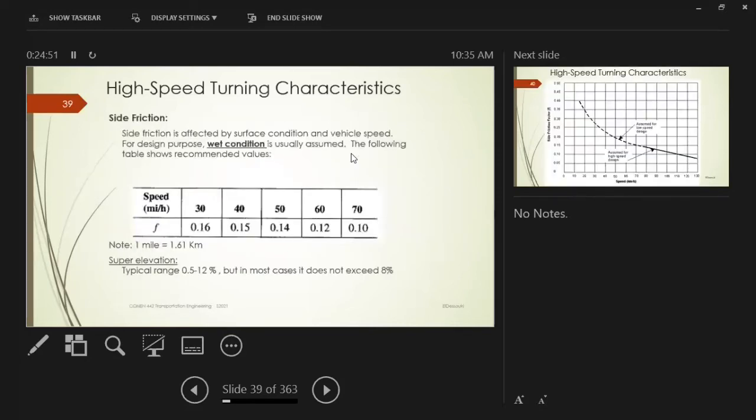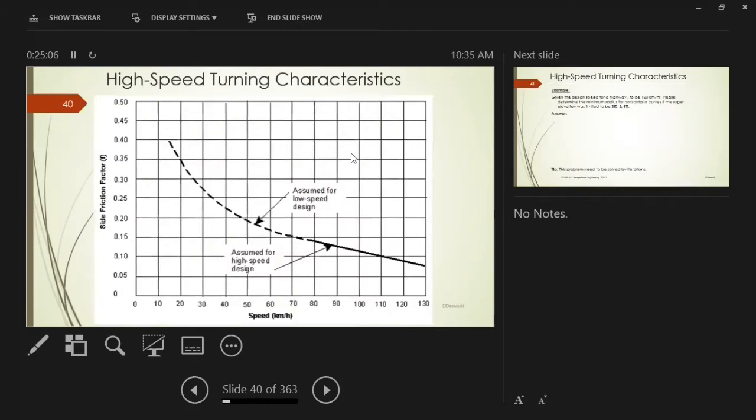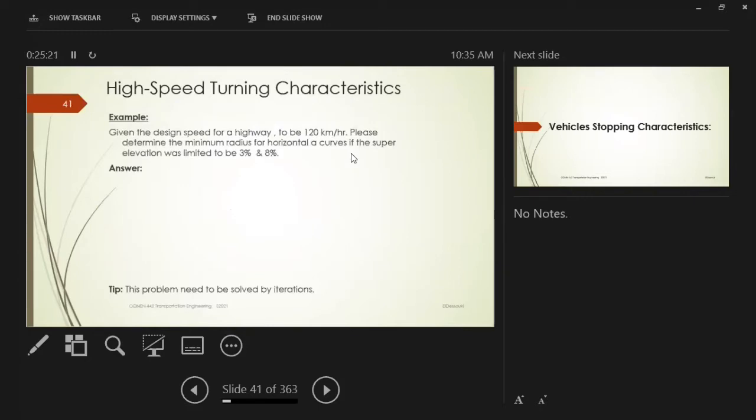Of course, the side friction coefficient varies with the speed. As the speed goes up, it goes down. We shall be using this curve for determining the side friction factor for different speeds.